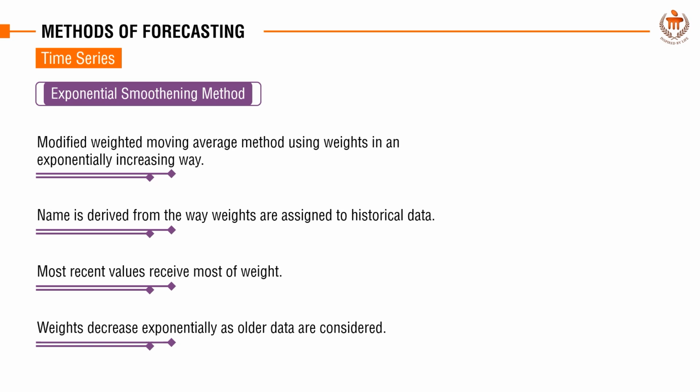Since the weights decrease exponentially, the method naturally adapts to changes in the data without requiring arbitrary choices for weights, as is often the case in other methods. This makes exponential smoothing a widely used technique in forecasting, especially for data with no clear seasonal or cyclical patterns.